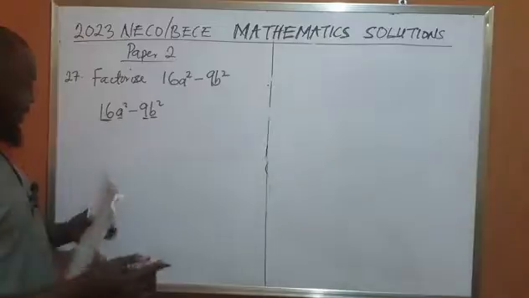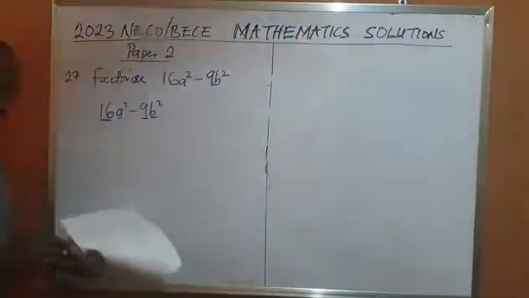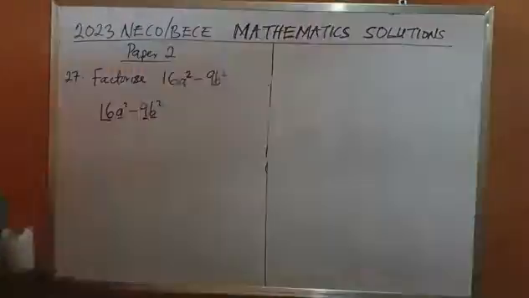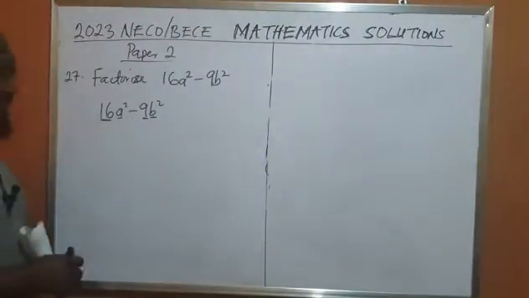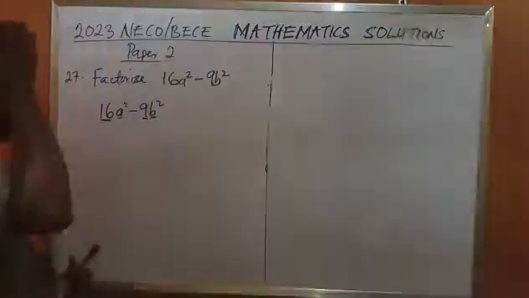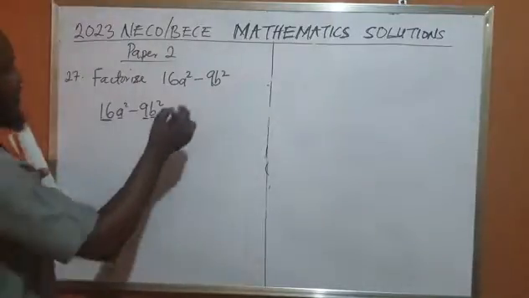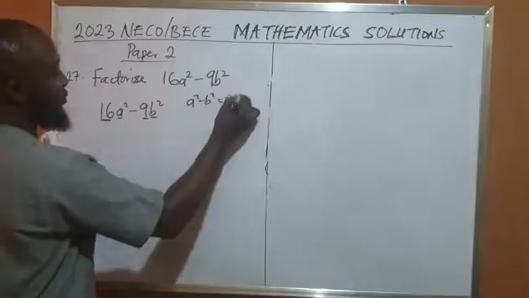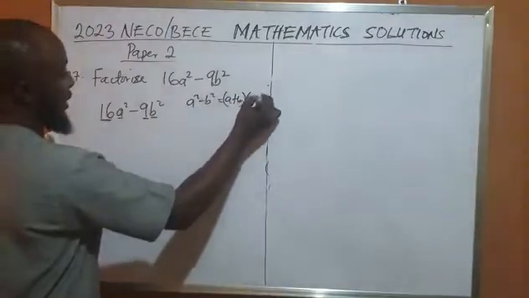B is a perfect square. And we now have a difference, minus, between them. So this question is on the difference of two squares. And the difference of two squares says that when you have a squared minus b squared, it equals (a plus b)(a minus b).